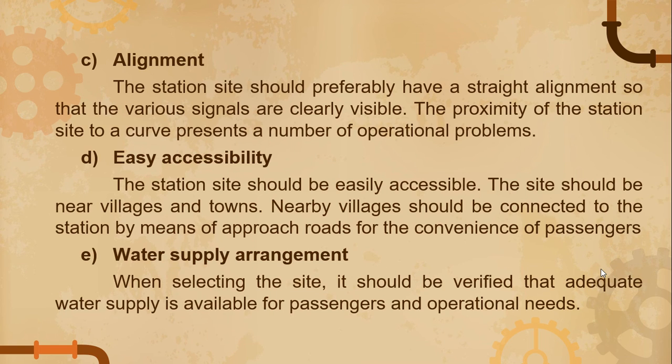The next one is the alignment. The station site should preferably have a straight alignment so that the various signals are clearly visible. The proximity of the station site to a curve presents a number of operational problems. Parang mas maganda daw yung makukuha natin na land is yung diretso lang para makita yung mga signal, and yung curve kasi pwede siyang mag-cause ng mga problem.